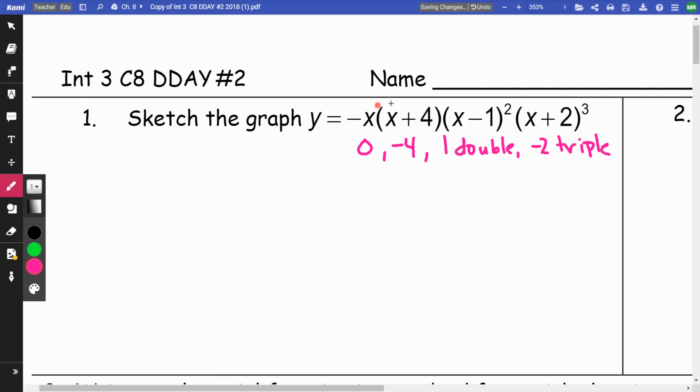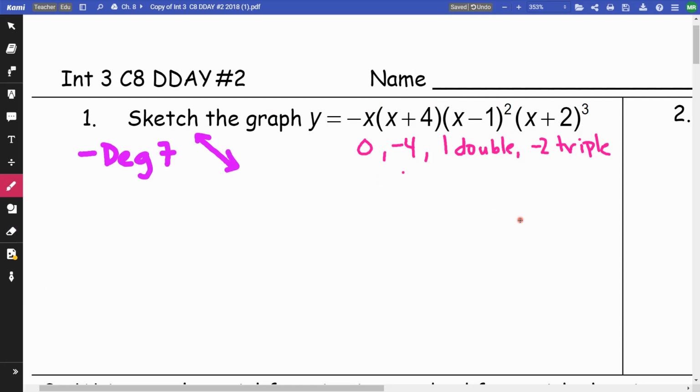So in terms of degree, 1, 2, that's going to become a 4, 7. So this is going to be a negative degree 7. Let me write that over here. Okay, so that's going to be a negative degree 7. And if you think about odd degrees, think about lines. So it's like a negative line. It's like a decreasing line, which means that the end behavior is up, down. That's going to be our end behavior.